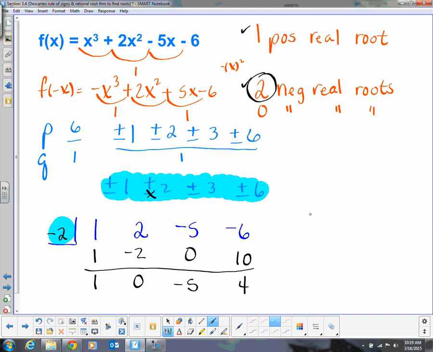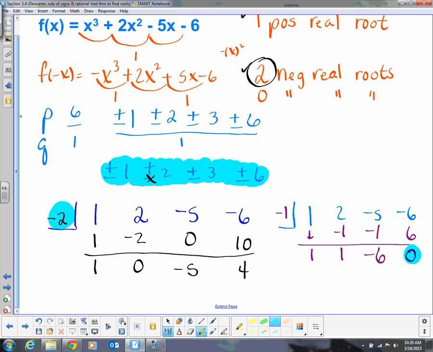Okay, so I've got 1, 2, negative 5, negative 6. What are we going to choose next? Negative 1. So we bring down the 1. Negative 1 times 1 is negative 1, which gives 1. Negative 1 times 1 is negative 1, which gives negative 6. What happens? Positive 6, 0. This is good. What does this mean?